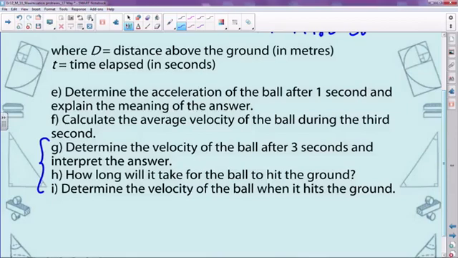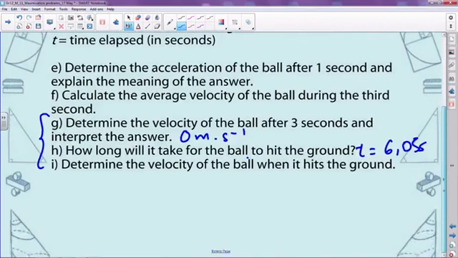So if you have a look at your screen, when you do this for homework, for part G, determine the velocity after 3 seconds. You should get an answer of 0 meters per second, and you can double check this once you've taken this down and done this for homework. And then part H, how long will it take to hit the ground? You're going to get T is equal to 6.05 seconds. And a hint here, you're going to need to use the quadratic formula. Part I, determine the velocity of the ball when it hits the ground. Here you're going to get your velocity is minus 18 meters per second.